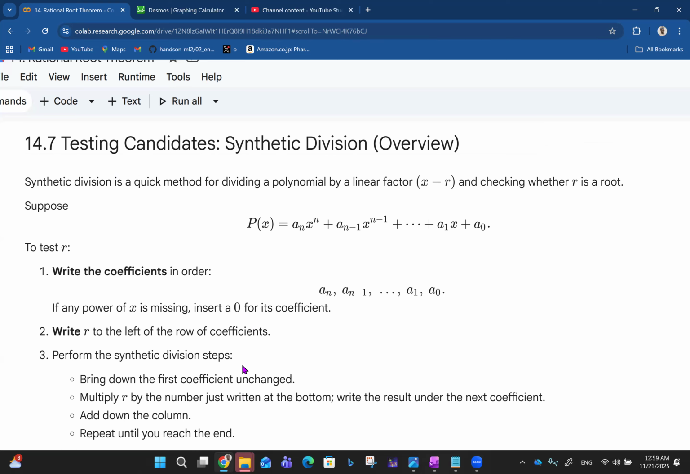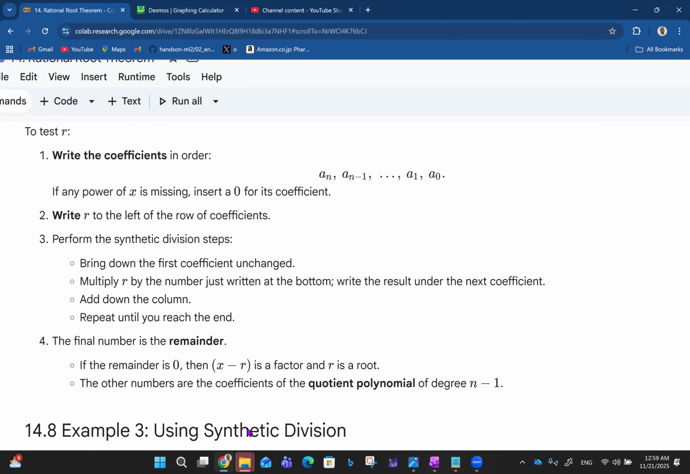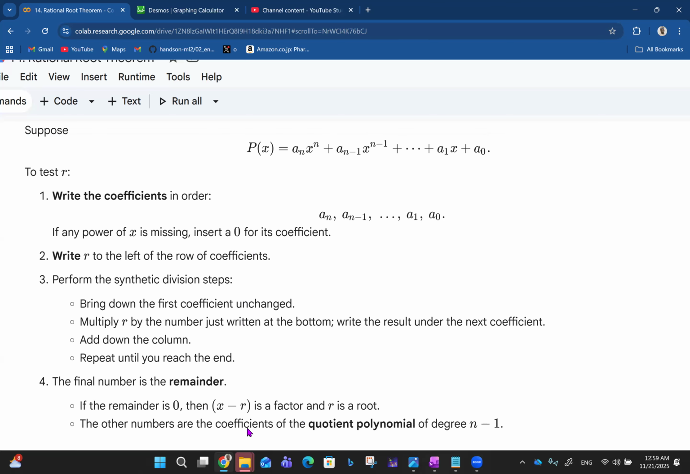So you bring down the first coefficient unchanged, multiply r by the number just written at the bottom, write the result under the next coefficient, add down the column, repeat until you reach the end. Now this may look abstract, but don't worry, I'm going to work at it. So the final number is the remainder.